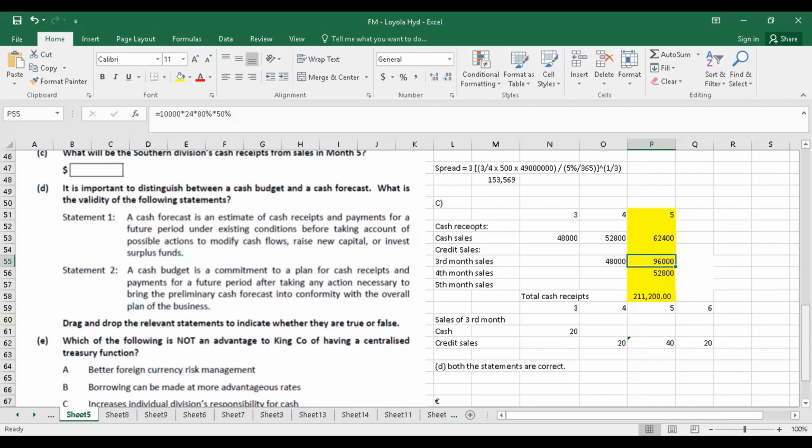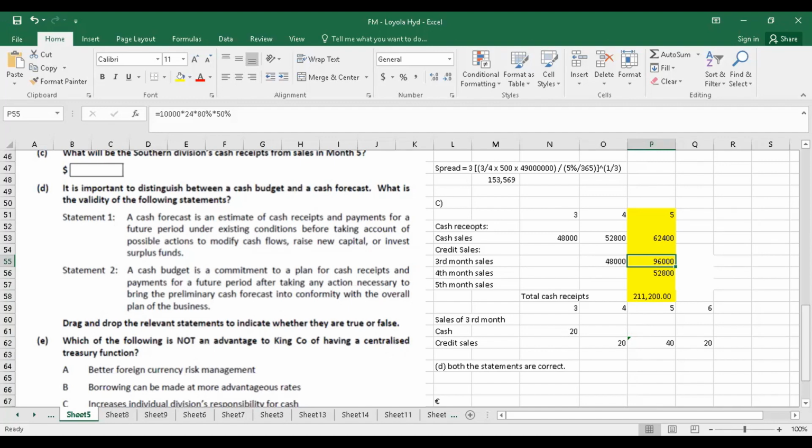A cash budget is a commitment to a plan for cash receipts and payments for the future period, after taking any action necessary to bring the preliminary cash forecast into conformity with the overall plan of the business. So both the statements are correct. Please look into the content. Both of them are correct.